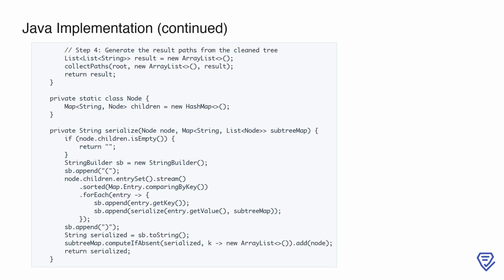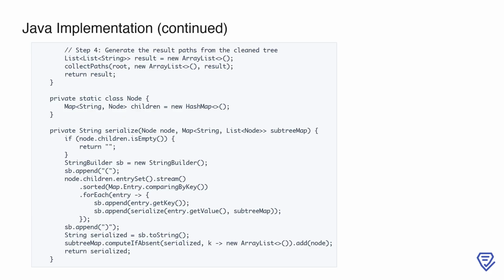After removing the duplicate subtrees, the final step is to regenerate the folder paths from the clean tree structure. To achieve this, we define a helper method called collectPaths. In the delete duplicate folder method, we call collectPaths with the root node, an empty list to represent the current path, and a list to store the resulting paths.